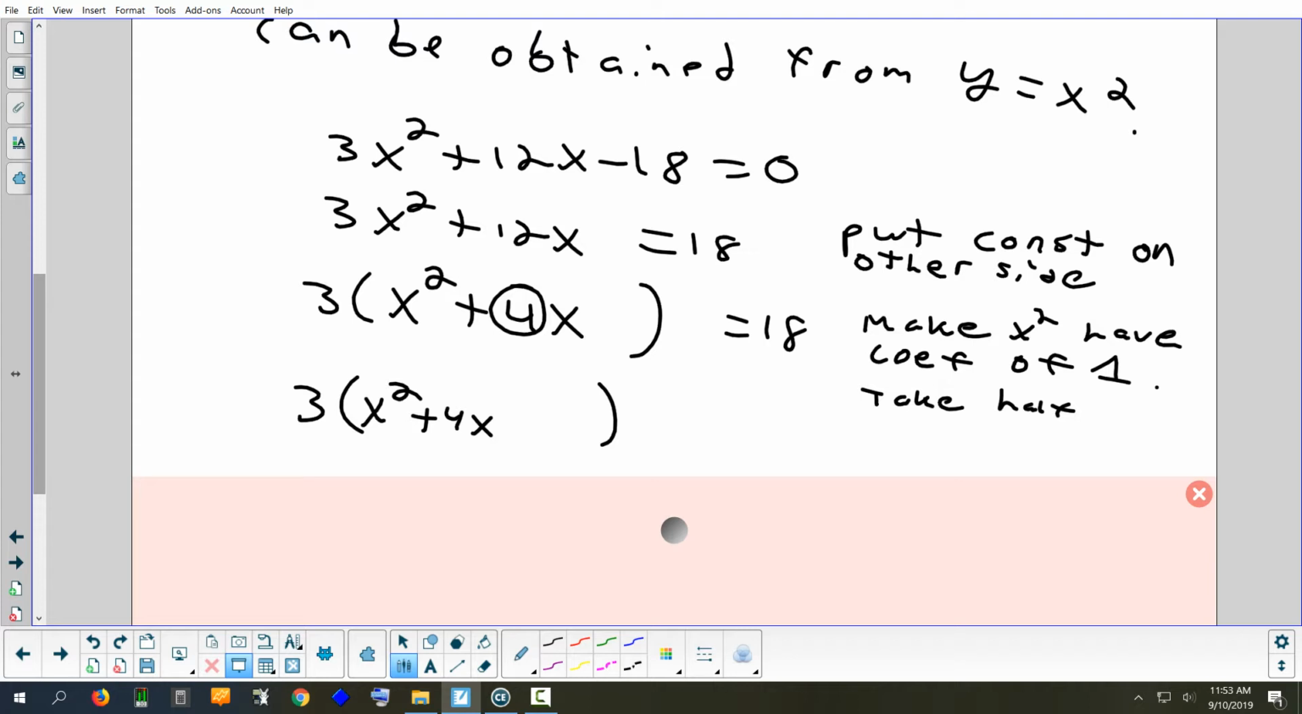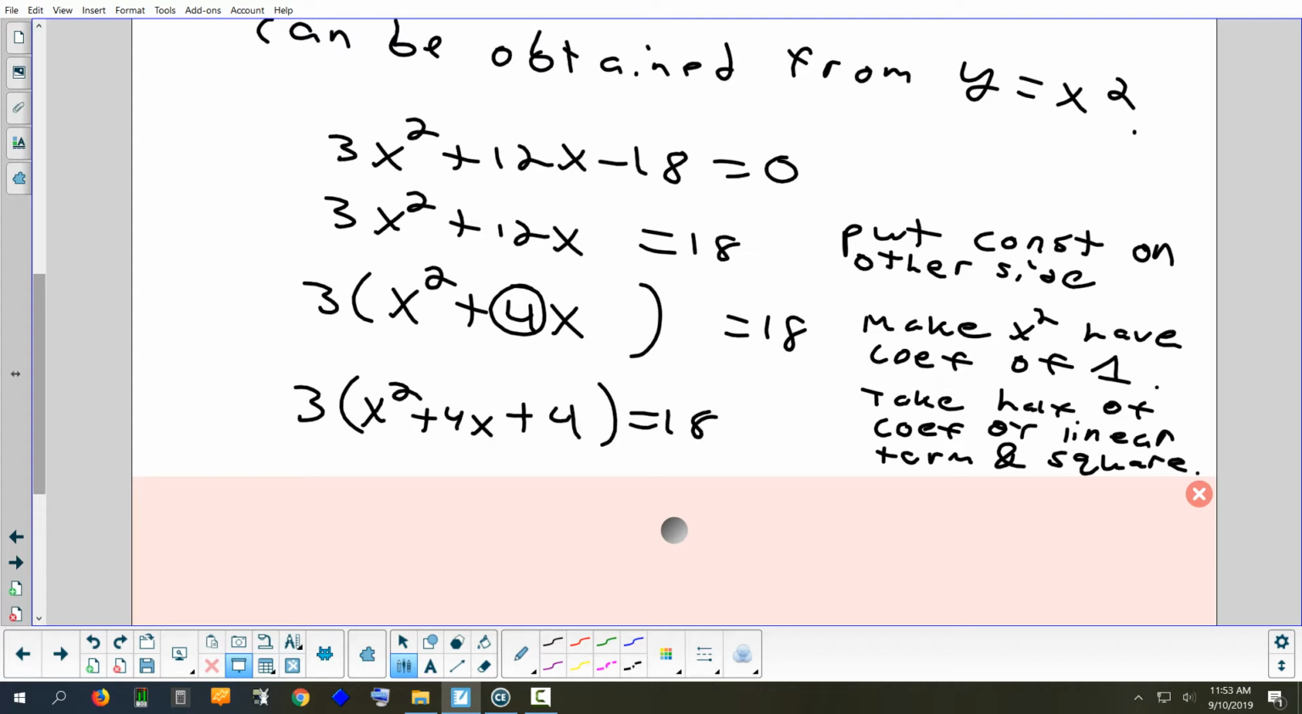So take half of coefficient of linear term and square it. Now, it's as short as I can write it. So take half of the coefficient of the linear term and square it. So half of 4 gives me 2 and square it. So in this case, it just happened to be the same.